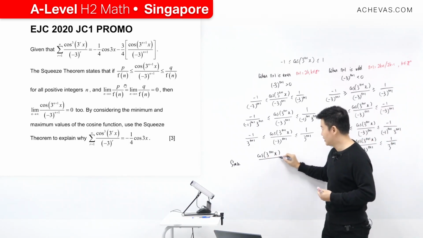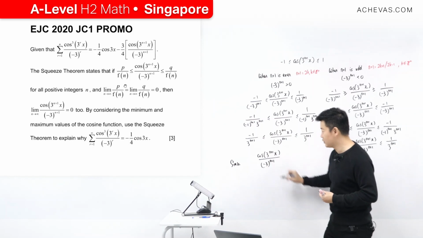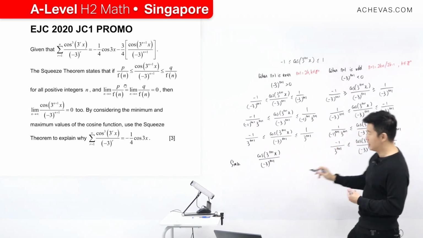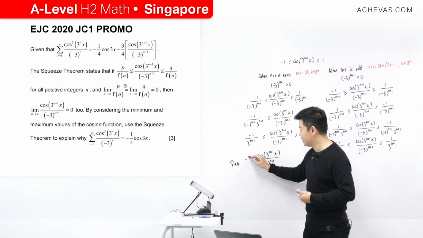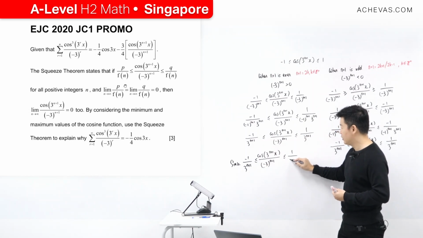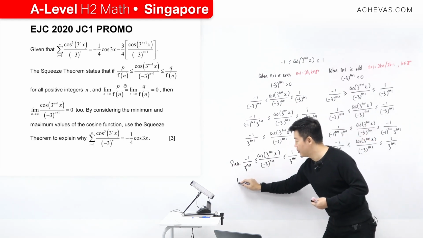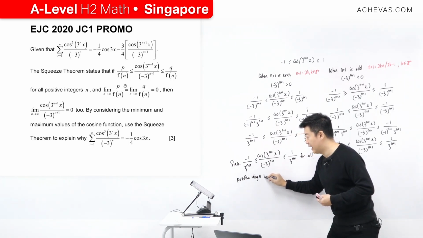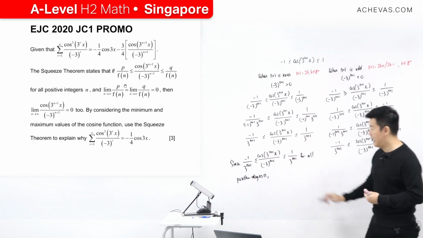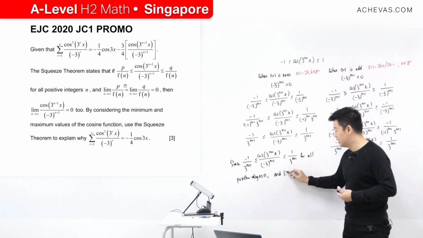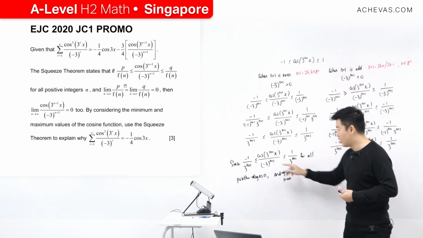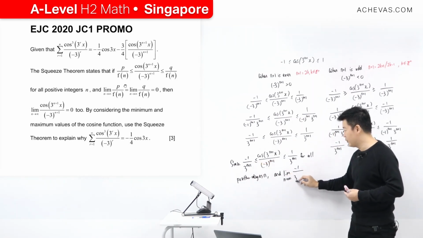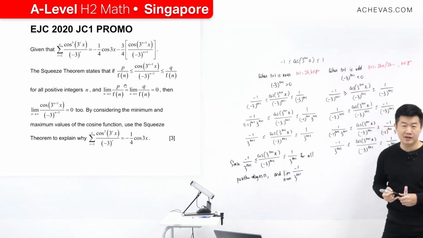So this over minus 3 to the power of n plus 1. Since this, we have just discovered that it is always going to be between minus 1 over 3 to the power of n plus 1 and positive 1 over 3 to the power of n plus 1 for all positive integers n. And we can also see that the limit when n tends to infinity of this minus 1 over 3 to the power of n plus 1. What is this going to be when n tends to infinity?